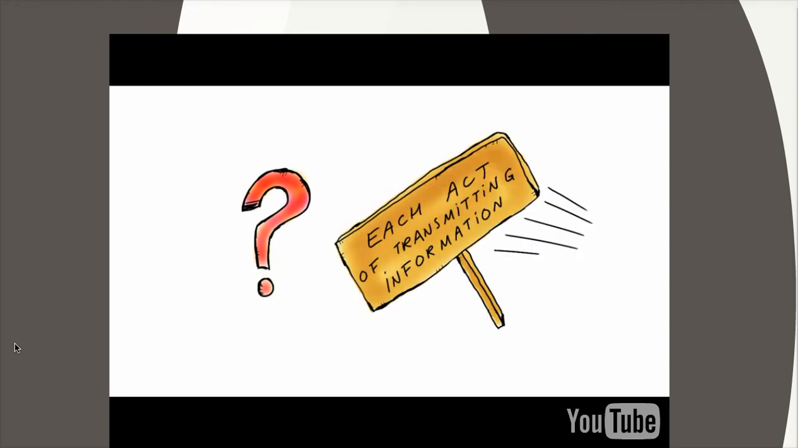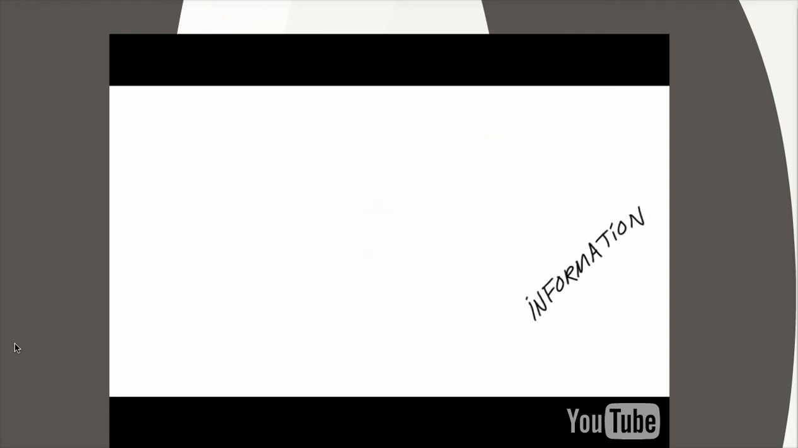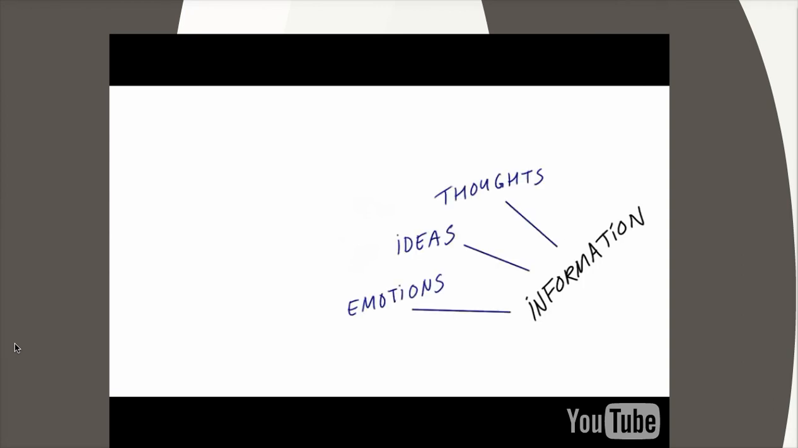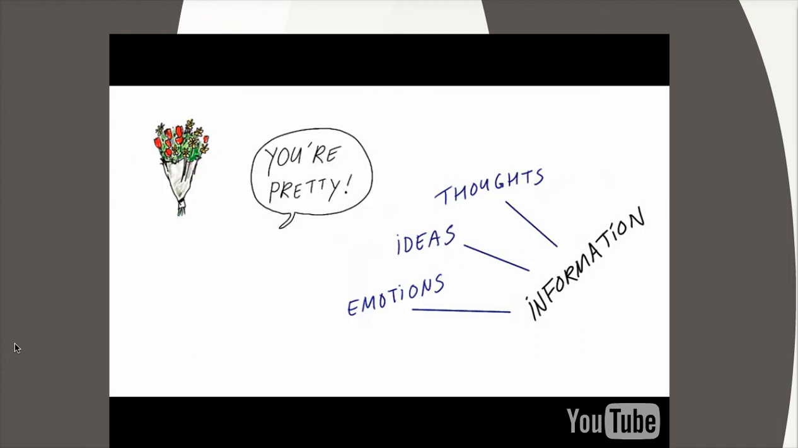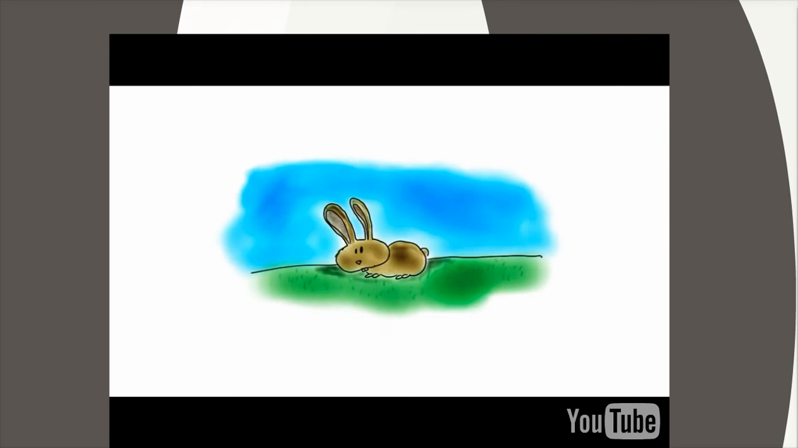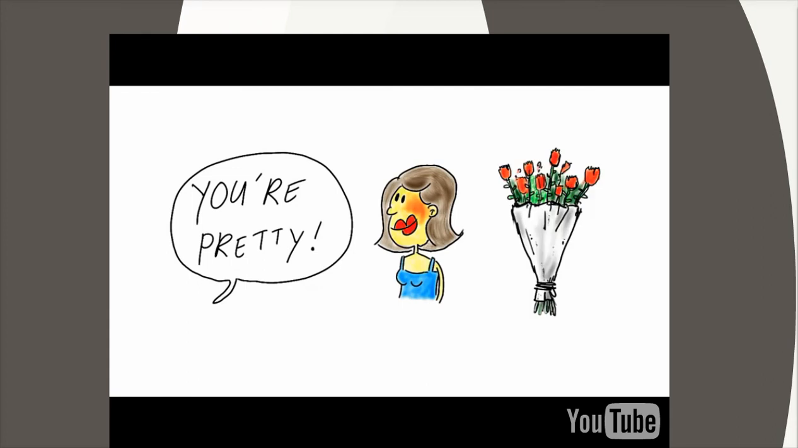What exactly is communication? The most simple definition is that communication is each act of transmitting information. Information in the broader sense of the word, including thoughts, ideas, and emotions. Giving someone a bouquet of flowers is communicating a certain message. Adding to that gift a verbal compliment, you're pretty, is another separate act of communication. Blushing because you've just received flowers and a compliment is again another form of communication. As social animals, we communicate day in, day out with spoken words, non-verbal gestures, signs, and symbols.